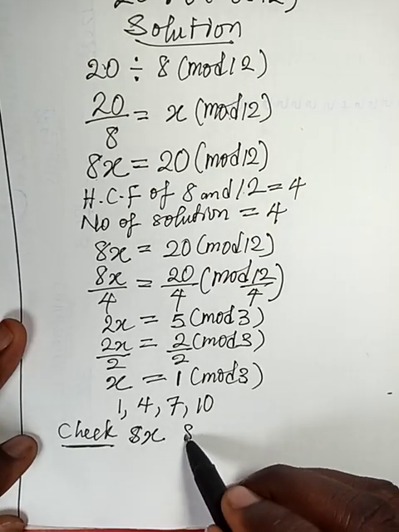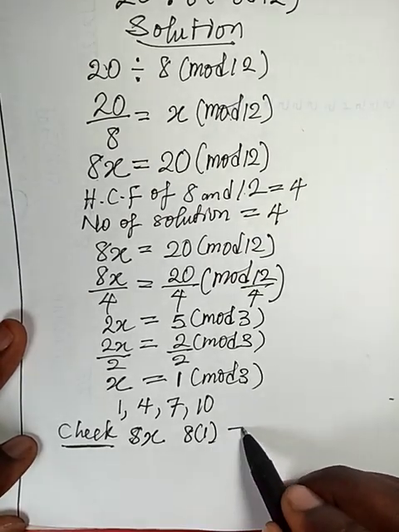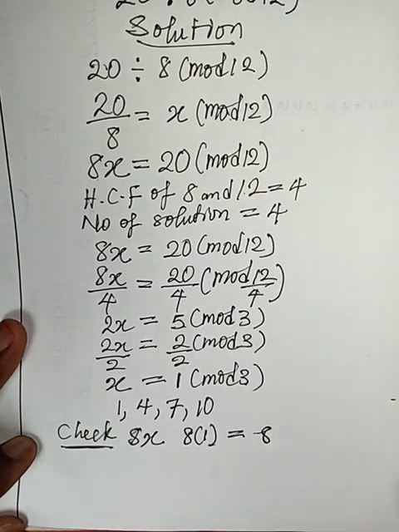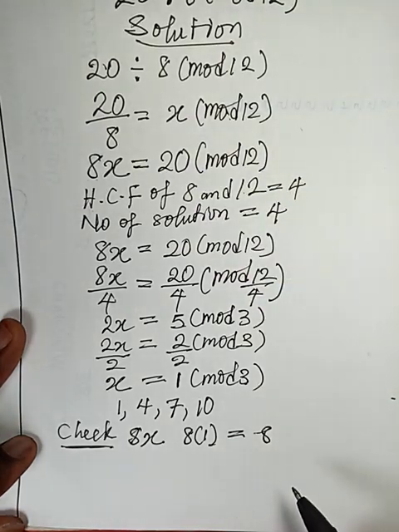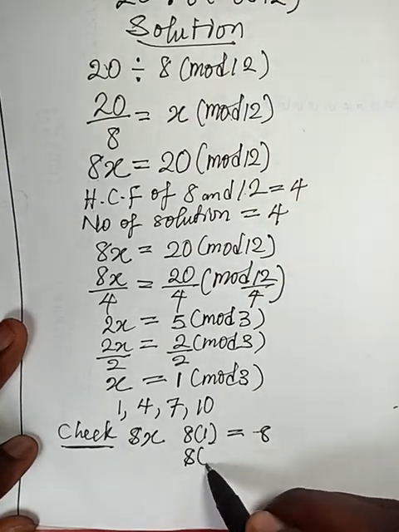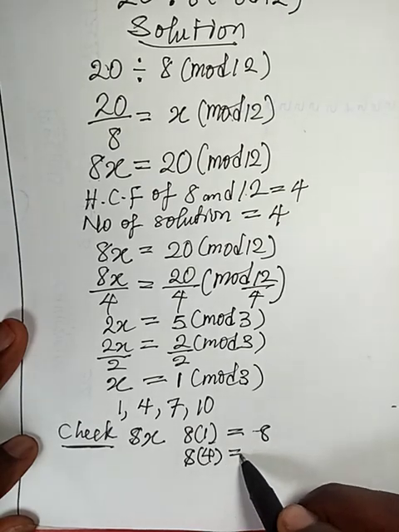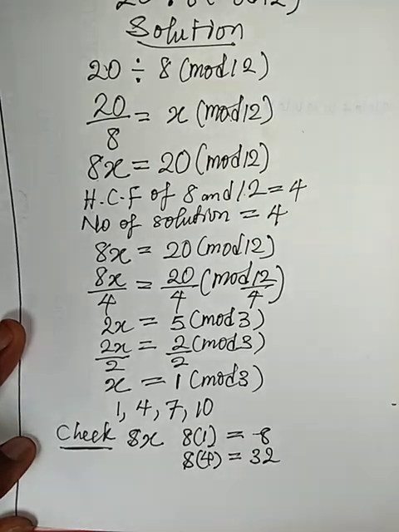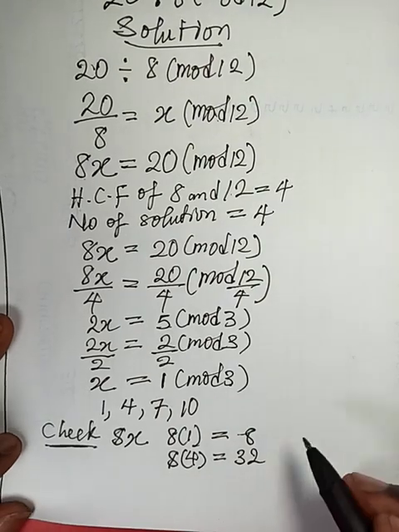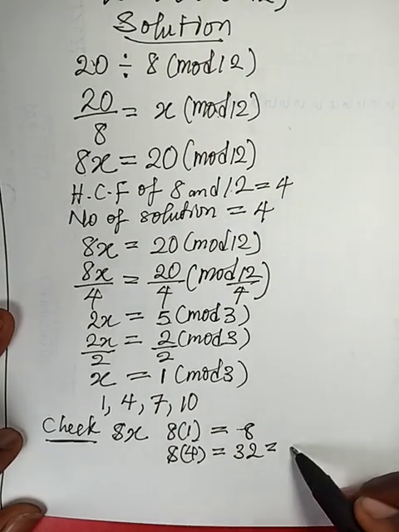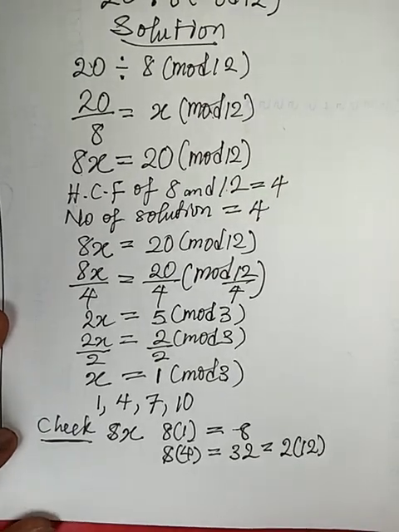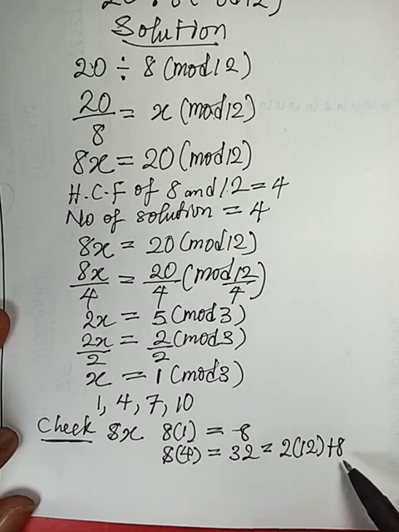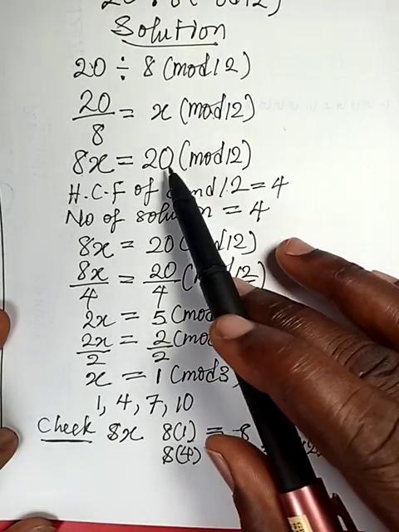If we check 8 times 1, this is 8. So that's the same as the remainder you get when you divide 20 by 12. Now what about 8 times 4? This is the same as 32, and 32 can be expressed as 2 times 12, which is 24, plus 8. Notice again that the remainder here is also 8, meaning that it is the same as this.